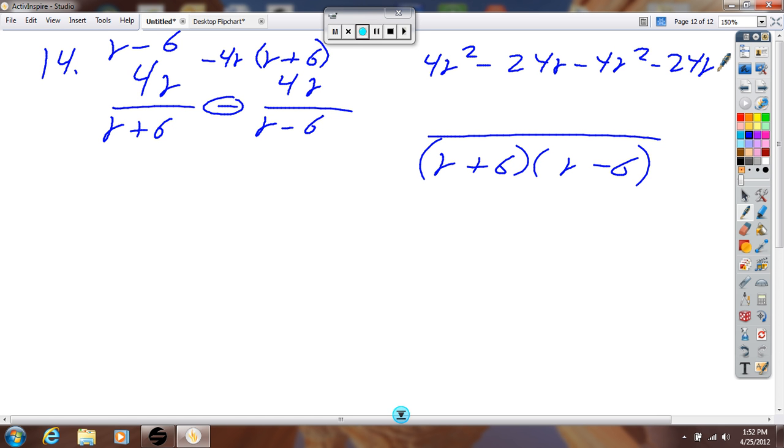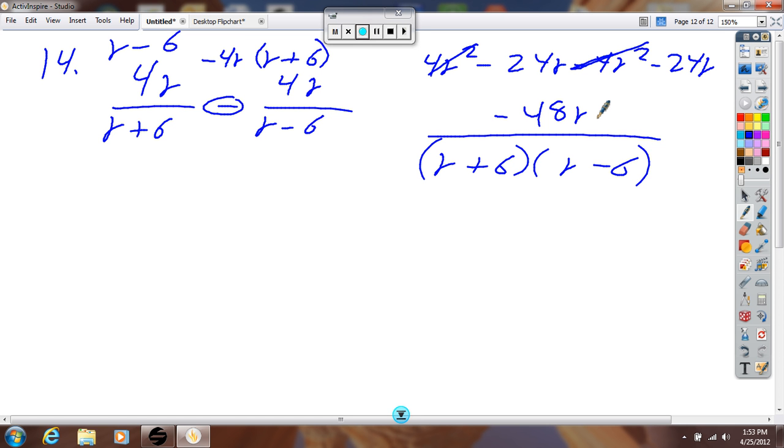Everybody with me? So what happens now? Up here, I'm going to combine like terms. What's the first thing I'm going to combine? The r squared. So what happened to them? They cancel. I got a positive 4r squared, a negative 4r squared. So the r squares cancel. So I end up with? Negative 48r. Negative 48r. Does anything up here cancel with this down here?